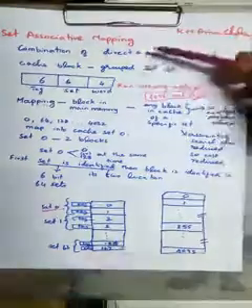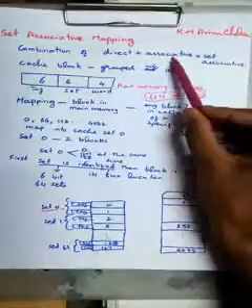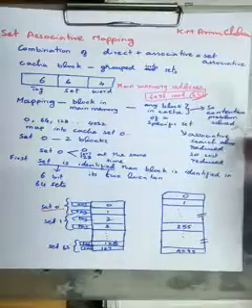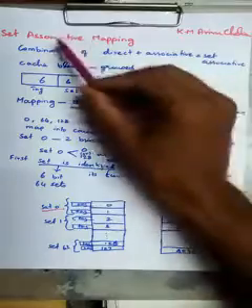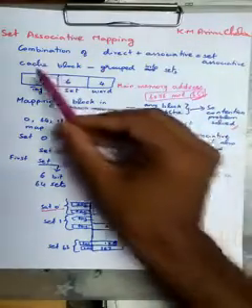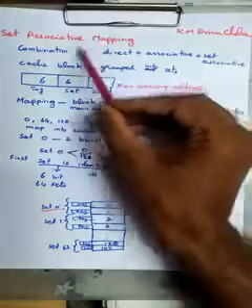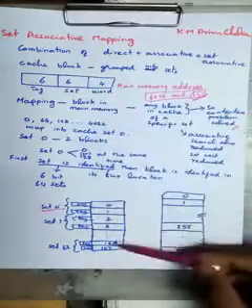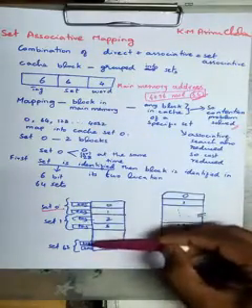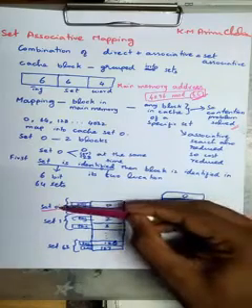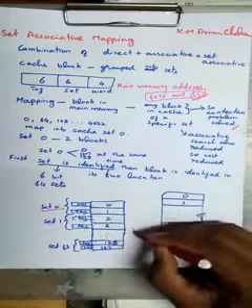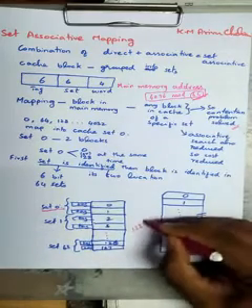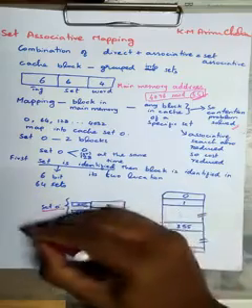Set associative mapping. The combination of direct and associative mapping is set associative mapping. Here we are using both the direct mapping concept and the associative mapping concept. The cache blocks of set associative mapping are grouped into sets like this. You have 128 tags, so 2 tags combine to form one set. Like this we are tagging everything. So we have a total of 128 blocks, and we have 64 sets.